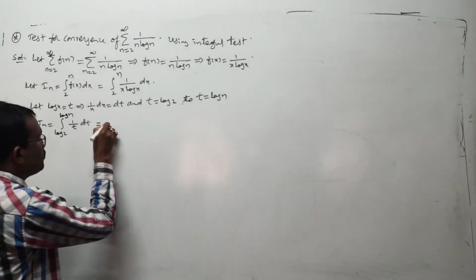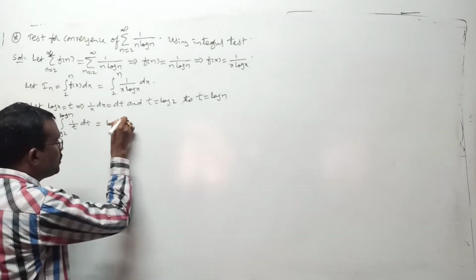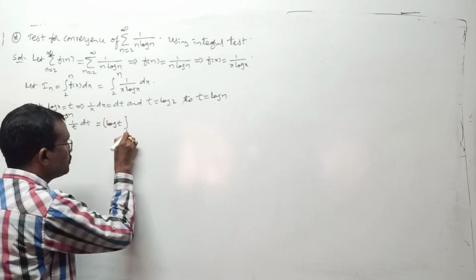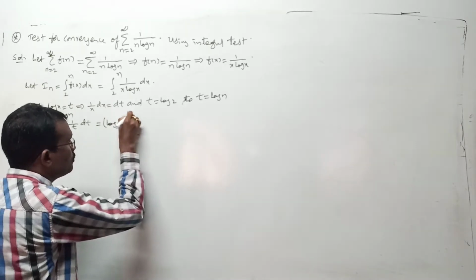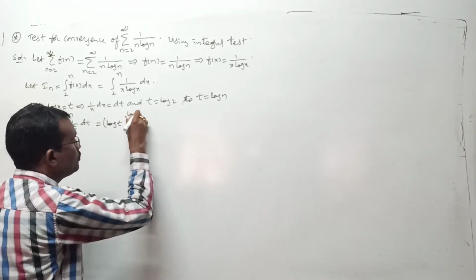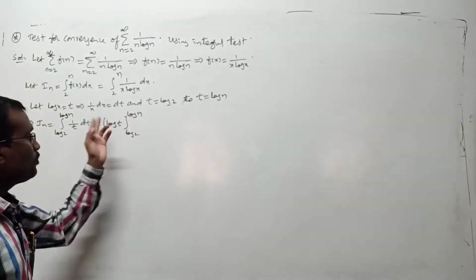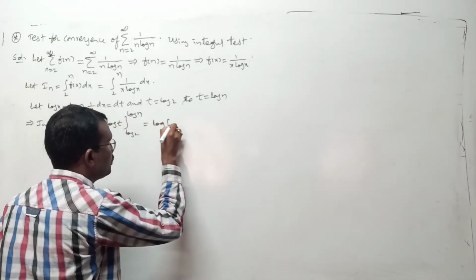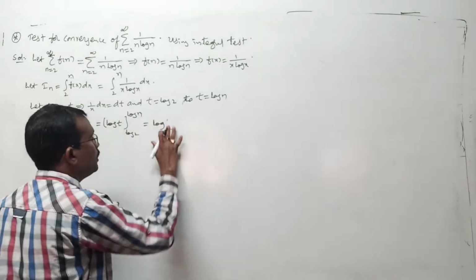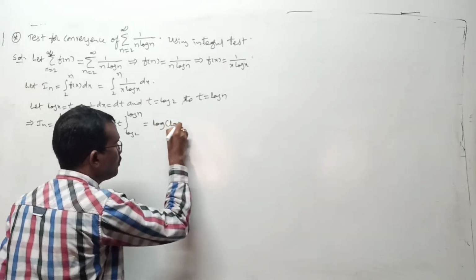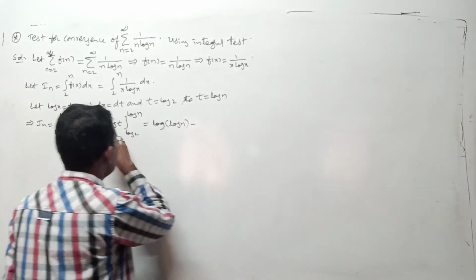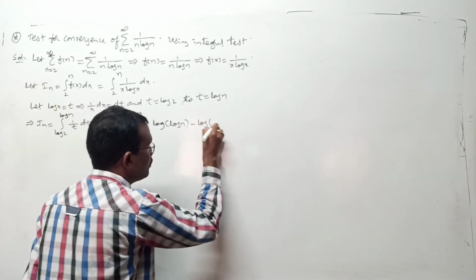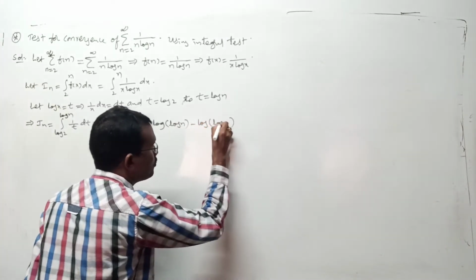Integral 1 by t is what? Is it log t or not? This is log t within the limits log 2 to log n. Log 2 to log n. Use upper bound and lower bound. This is log of log n, upper bound, minus this log of log 2, it is the lower bound, right?